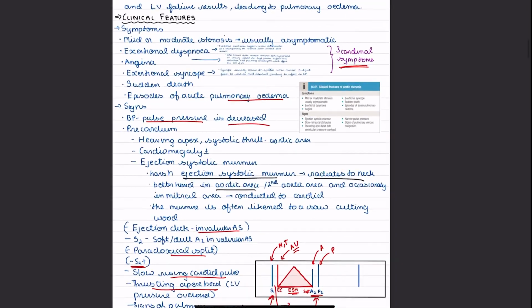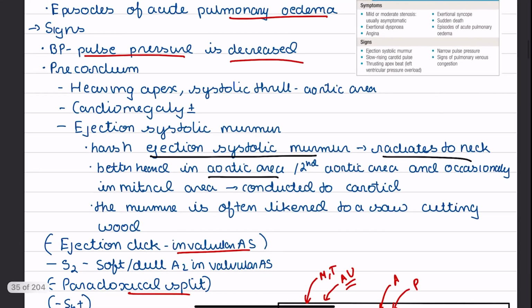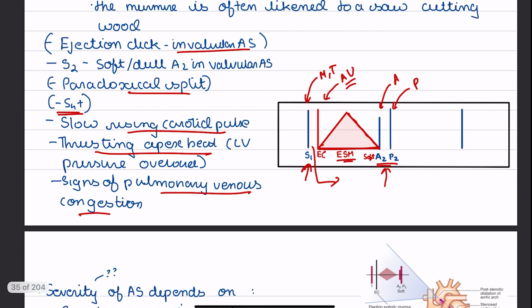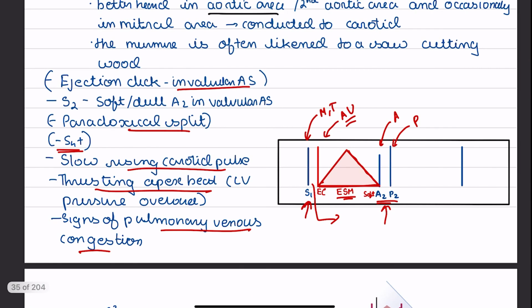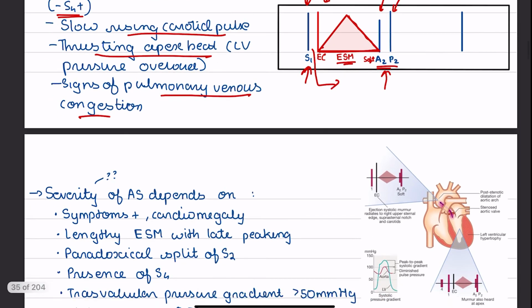So again, going over the clinical features, the three cardinal symptoms are exertional dyspnea, angina, and exertional syncope. There may also be sudden death and episodes of acute pulmonary edema. The signs are decreased pulse pressure, heaving precordium, systolic thrill, cardiomegaly. Auscultatory findings: there may be an ejection click, an ejection systolic murmur that increases and decreases in intensity, and a soft A2. In some cases there may be a paradoxical split and an S4. There may also be a thrusting apex beat and signs of pulmonary venous congestion.